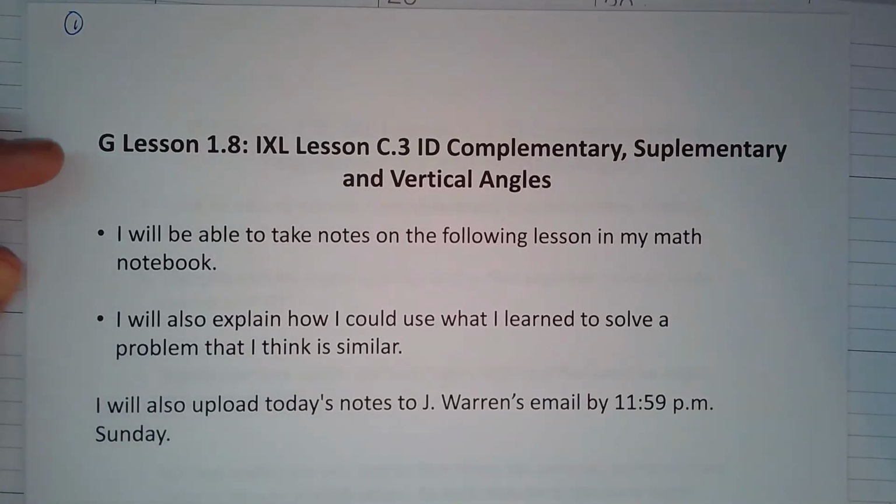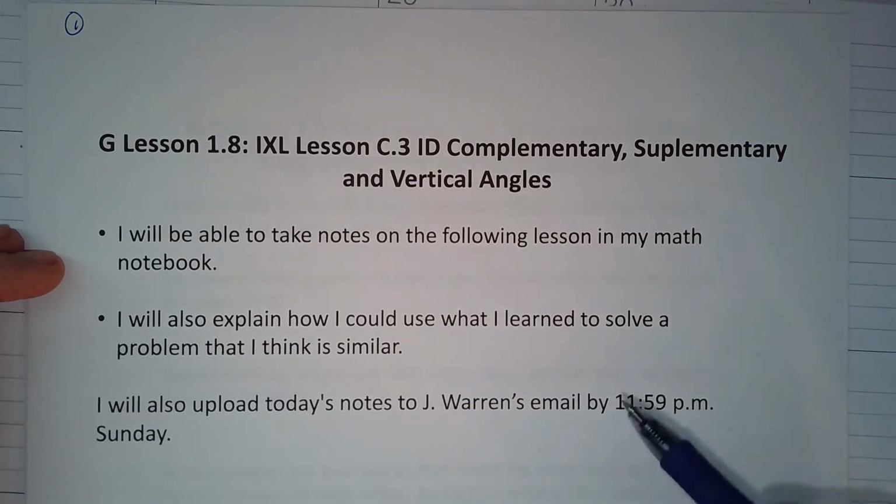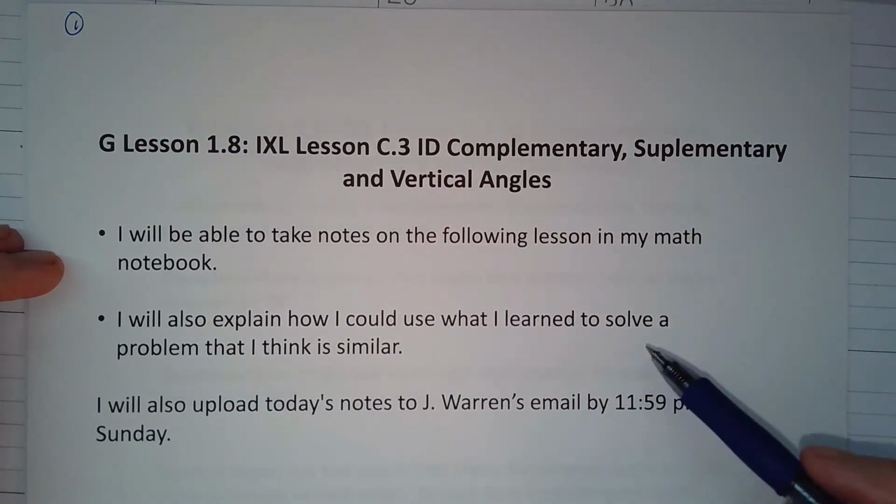Okay, this is Geometry Lesson 1.8. It's a video lesson that supports what we're doing in IXL Lesson C3, which is identifying complementary, supplementary, and vertical angles, and actually also adjacent and congruent angles. Those are treated in this. So you're going to take notes on those in your math notebook, and you're going to also explain how you could use what you learned to solve a problem that you think is similar.